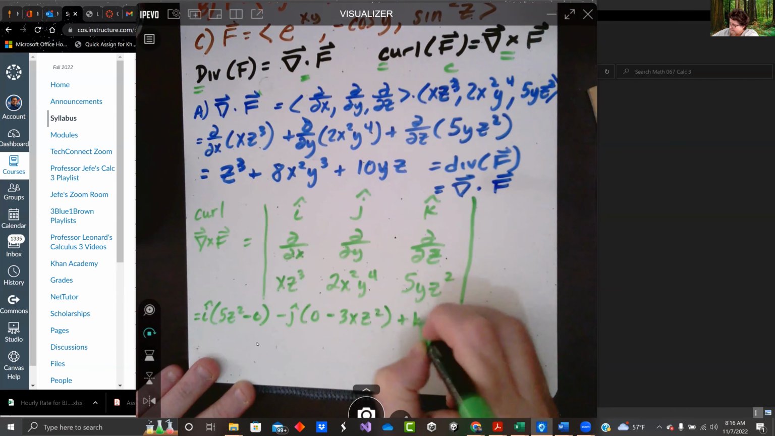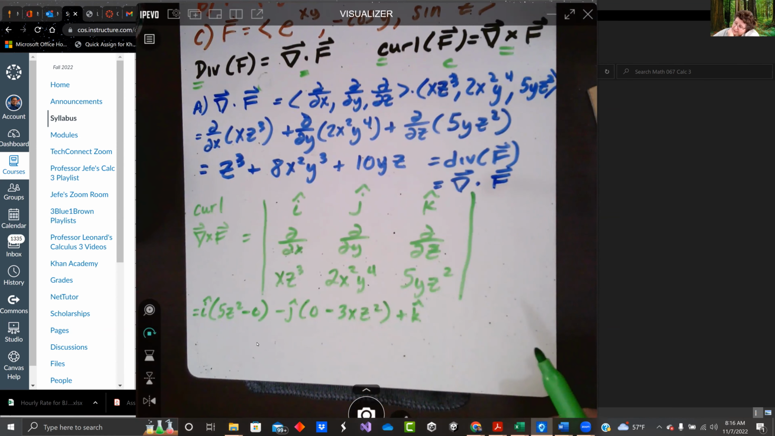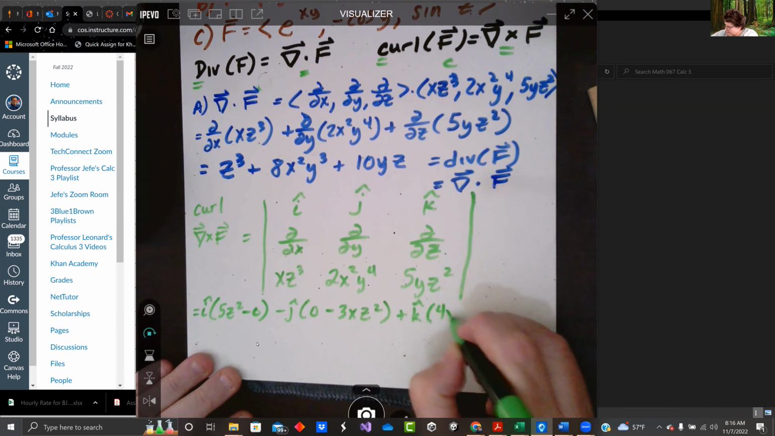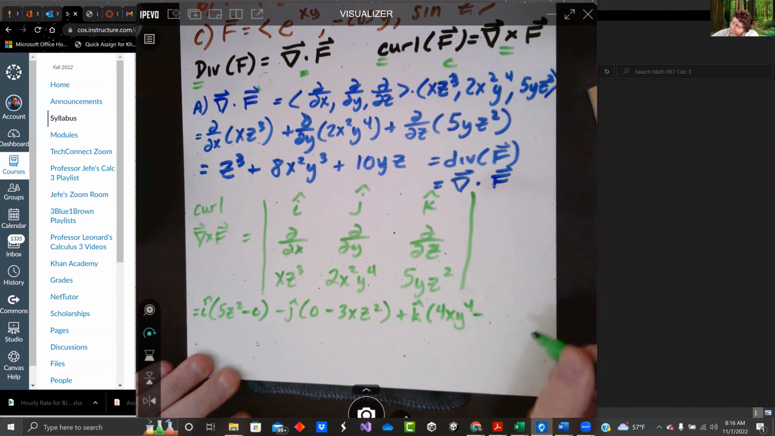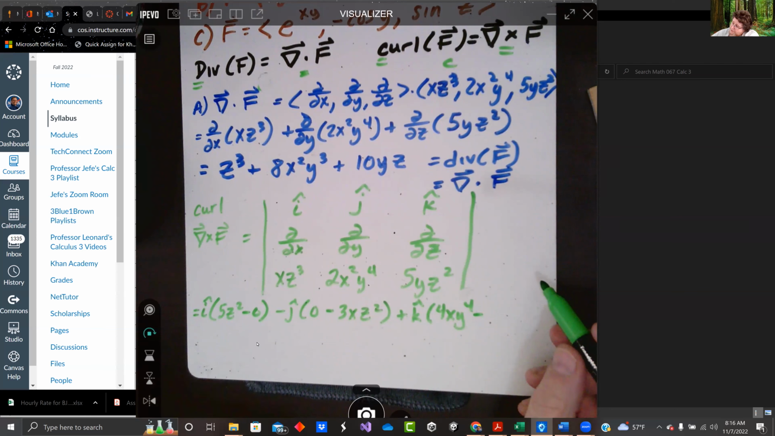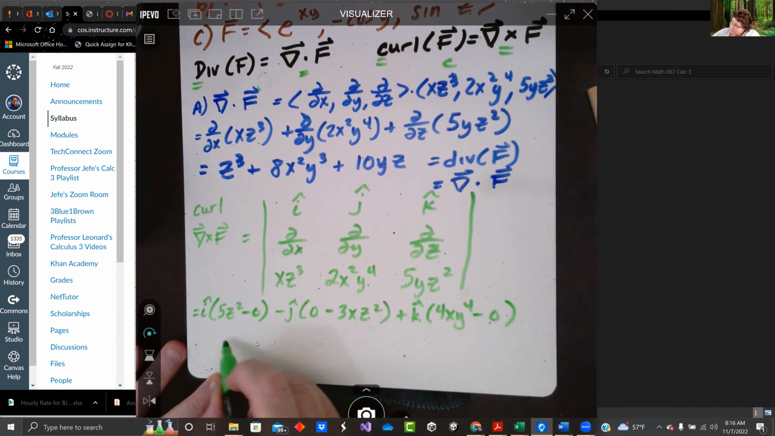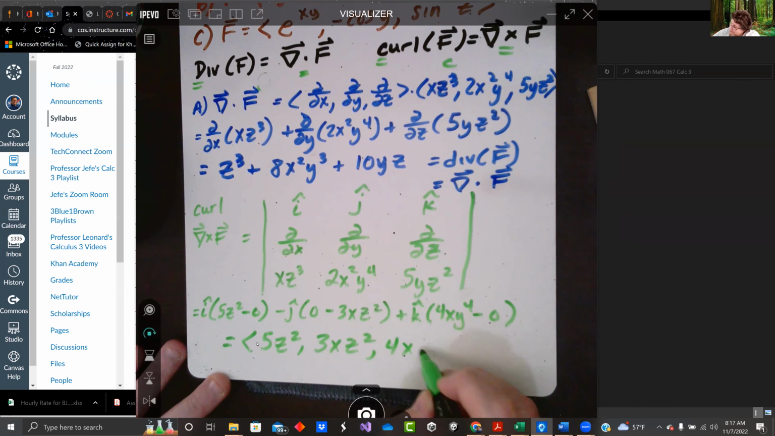And I've got a k hat. In k hat, we're doing the partial derivative with respect to x of 2x squared y to the fourth, which looks like 4xy to the fourth, minus the derivative with respect to y of xz cubed, which is 0. So 5z squared, the two negatives make this positive 3xz squared, and 4xy to the fourth.